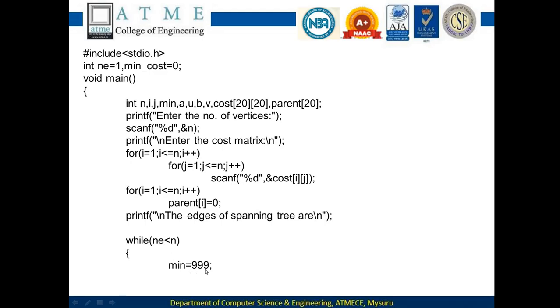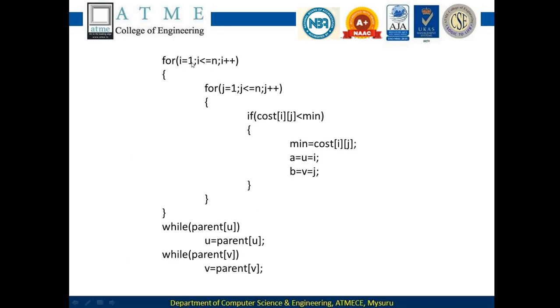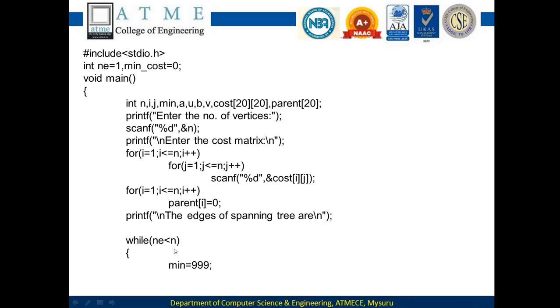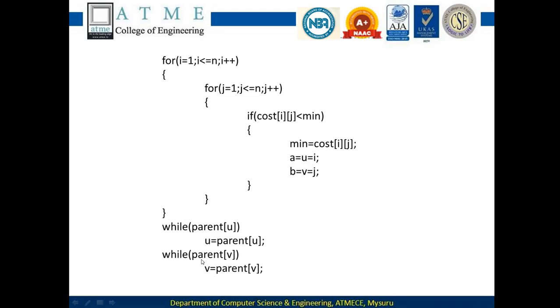So min = 999. We initialize to 999. For i = 1 to i <= n, i++, and for j = 1 to j <= n, j++: if cost[i][j] is less than min, if the cost in the cost matrix is less than the min value. What is the min value we have initialized initially? 999. So if it is less, then the new min value will become cost[i][j]. So if cost[i][j] is 10, 10 is obviously less than 999, so the minimum value will become 10 at that point.